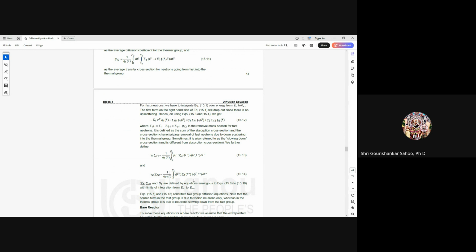So your gamma 1 sigma f1 is equal to 1 by phi 1 integration EC to E0 gamma sigma f phi dE dash, and your gamma 2 sigma f2 is equal to 1 by phi 2 integration 0 to EC gamma sigma f phi dE dash, where sigma 1, sigma s1 and D1 are defined by equations with the limits of integration from EC to E0. So we have now the two group diffusion equations, and the source term in the first group is due to fission neutrons only, and in the thermal group it is due to neutrons slowing down from the first group.